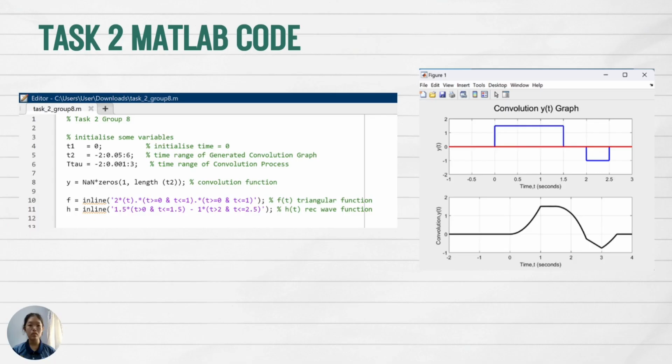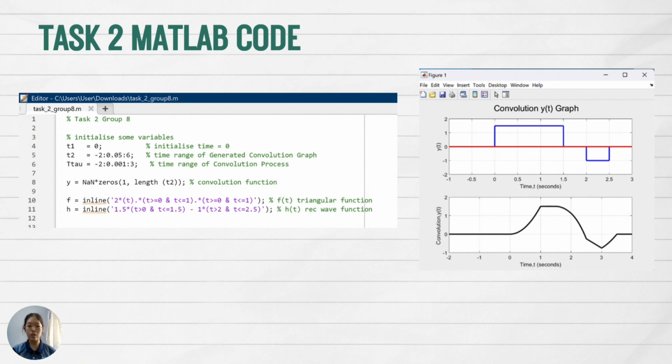Thank you. Okay, now I will start to explain the MATLAB coding for task 2. Firstly, in order to perform the convolution between two signals, we need to initialize some variables. The first one is that we initialize the time as time equals 0, and then t2 equals the time range of the generated convolution graph, which is from negative 2 to 6 with the time interval 0.05, and then t tau equals the time range of the convolution process, which is from negative 2 to 3 with the time interval 0.001.